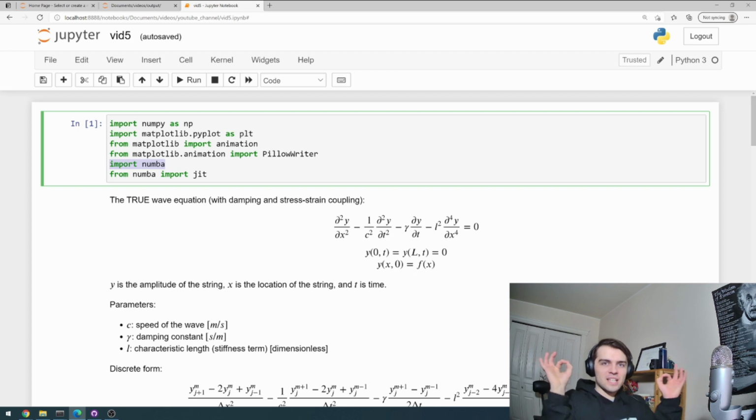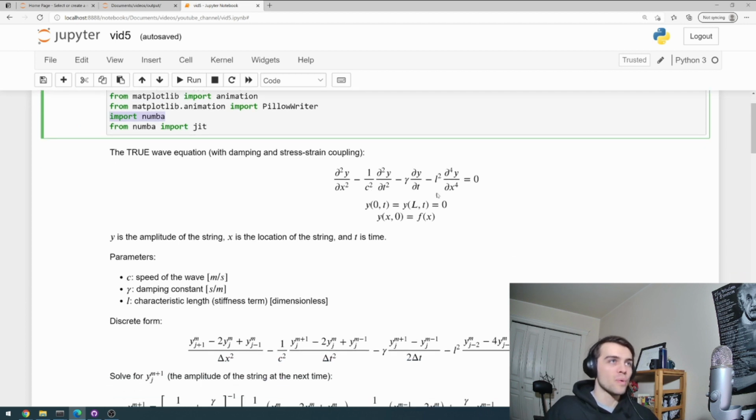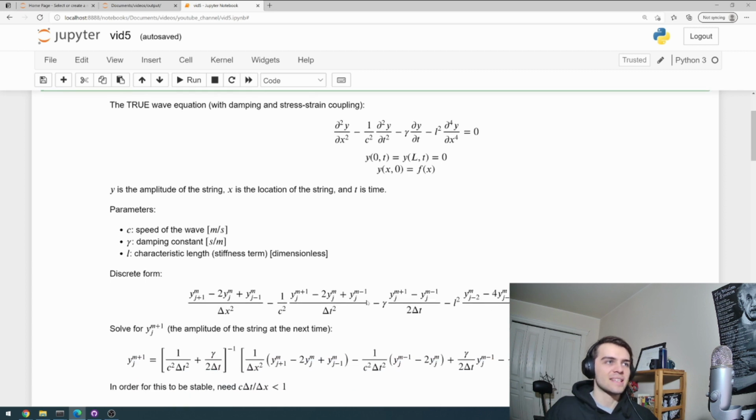The string is fixed at both ends. That's what this says, at all times. At 0 and L, it's equal to 0. And there's an initial function at time 0 as well. And in order to do anything with this numerically, we need to make it discrete. And this is the discrete form.